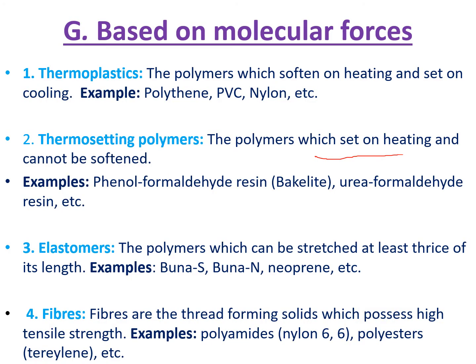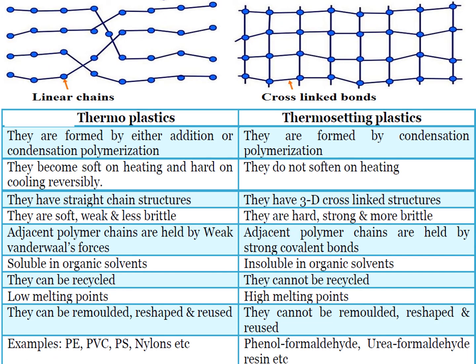So the final one, based on the intermolecular forces between the polymer chains, polymers can be classified into four types: thermoplastics, thermosetting, elastomers, and fibers. It is purely based on the intermolecular forces between the polymer chains, one chain and another chain, how they are attractive, how they are repulsive, how they are densified. So based on their structure and the molecular forces between the polymer chains, they can be classified.